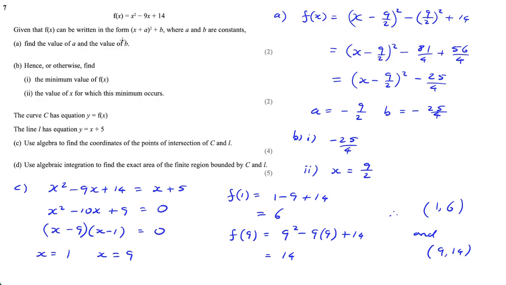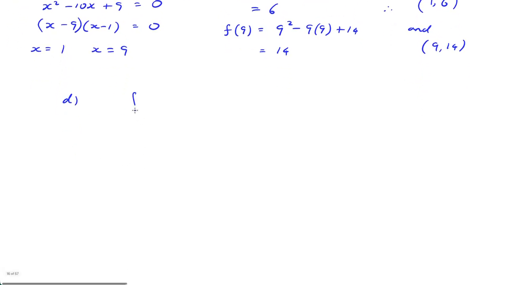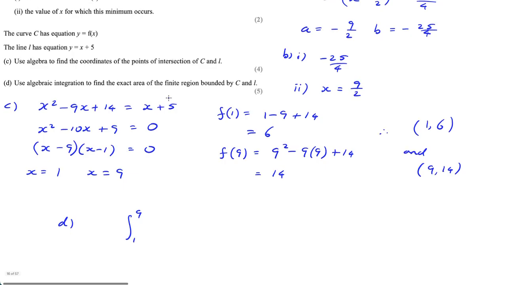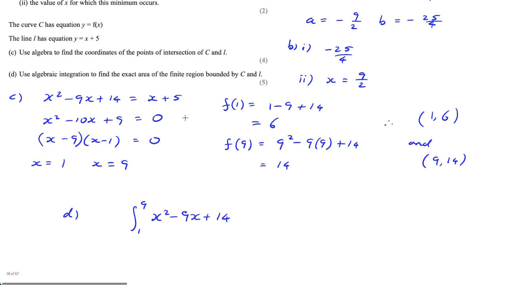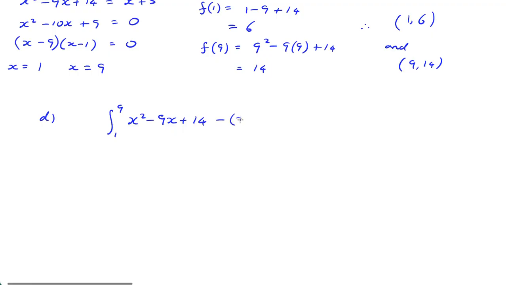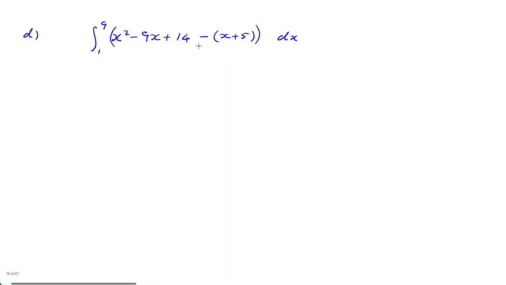Okay. Part D, use algebraic integration to find the exact area of the finite region bounded by C and L. Okay, so I can just do, guys, the integral of this minus this from 1 to 9. So I'm going to do the integral from 1 to 9 of f of x, which is x squared minus 9x plus 14, and I'm going to subtract x plus 5, in a bracket, dx outside this whole thing. And that, guys, will give me the area.